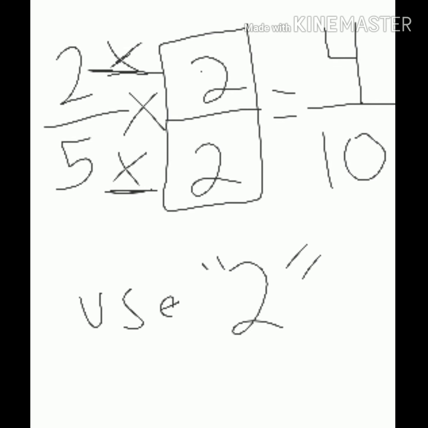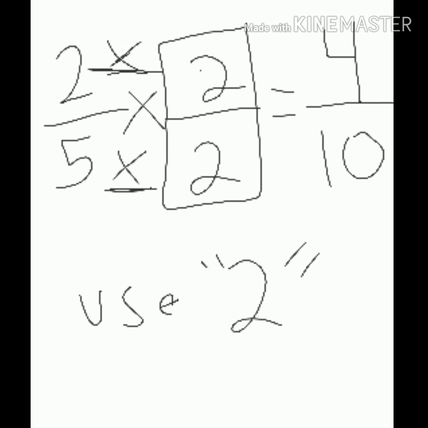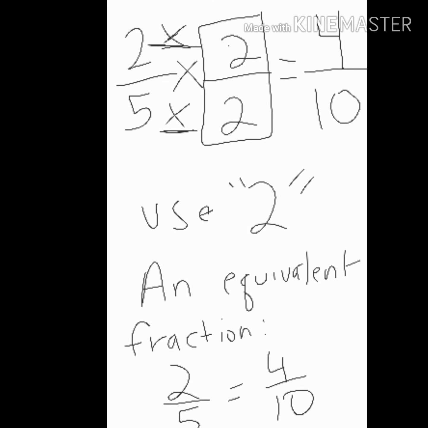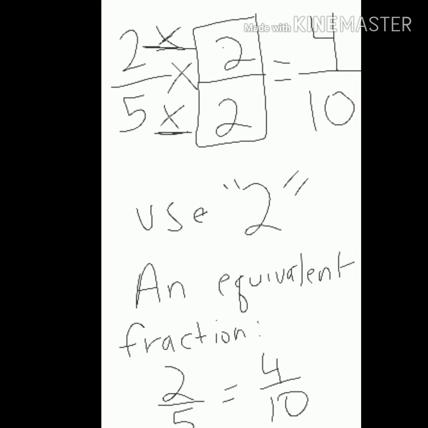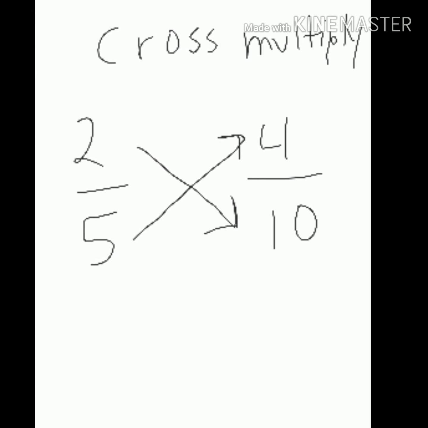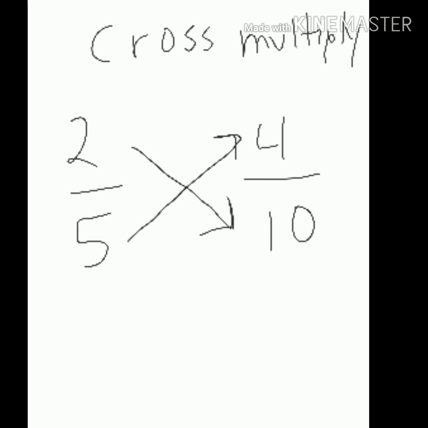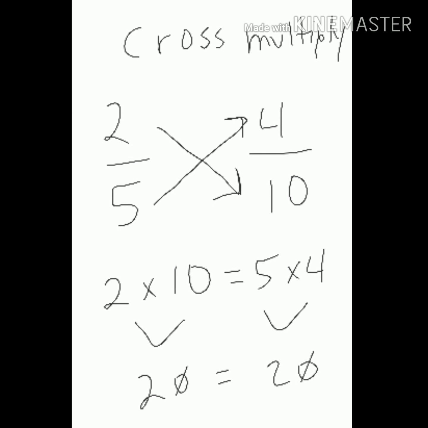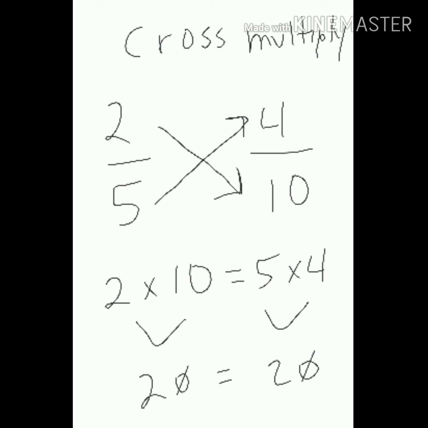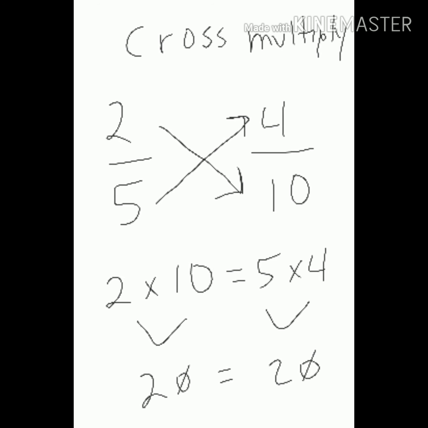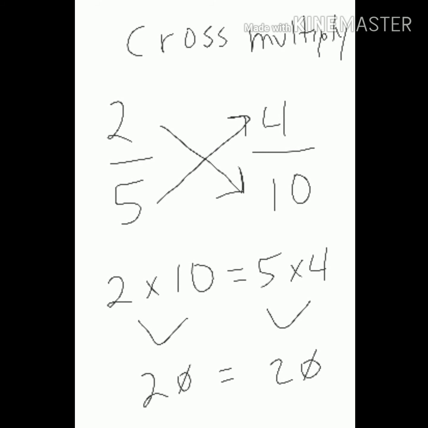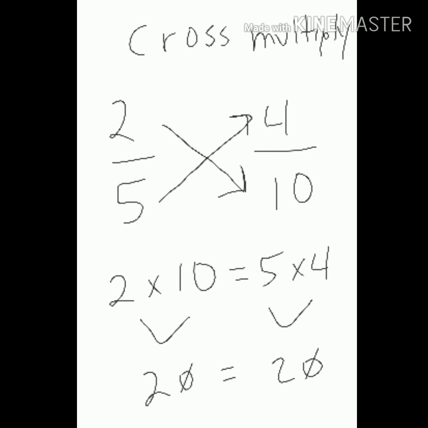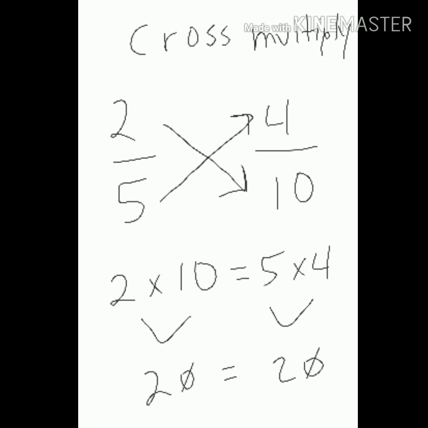You gotta cross multiply. All right, let's look at this thing in slow motion. So 2/5 is equivalent to 4/10. How? We cross multiplied and we checked. 5 times 4 is 20, 2 times 10 is 20. So when you cross multiply, 2 times 10 equals 20, 5 times 4 equals 20. So that's checking to make sure that the fractions are equivalent.